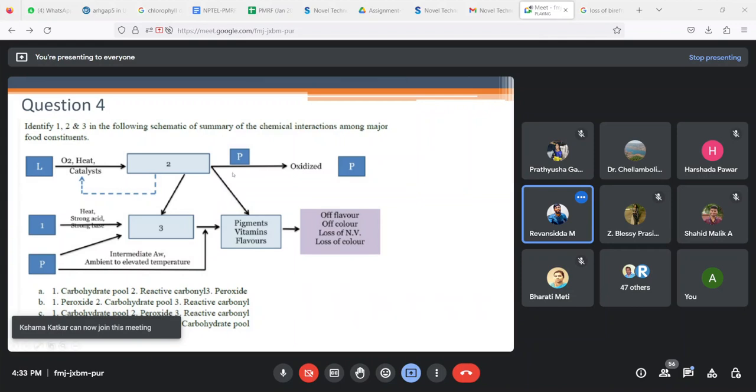Okay, so what happens when a lipid is oxidized? Any clue? What is produced if a lipid is oxidized? Peroxides. Yes, when a lipid is oxidized, it produces peroxides, and these peroxides and free radicals will interact with other constituents present in the food, such as proteins, and that will result in changes in the pigments, vitamins, and flavors, and results in an off color, that is, undesirable changes.